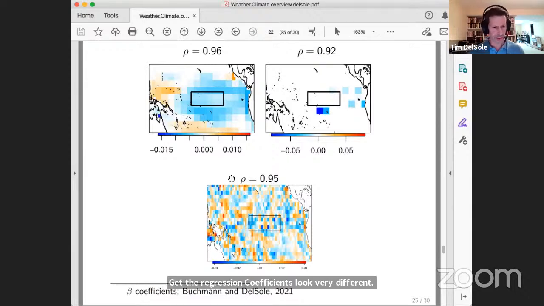So if the goal is to gain physical insight about the source of predictability from machine learning, this is an example that shows it would be pretty hard to get that insight just looking at these coefficients.